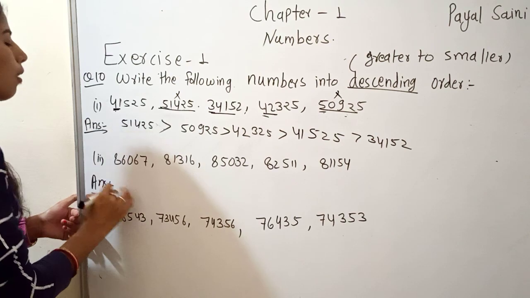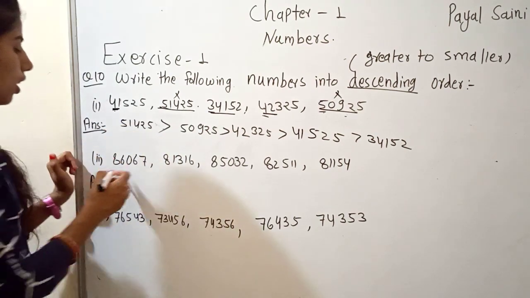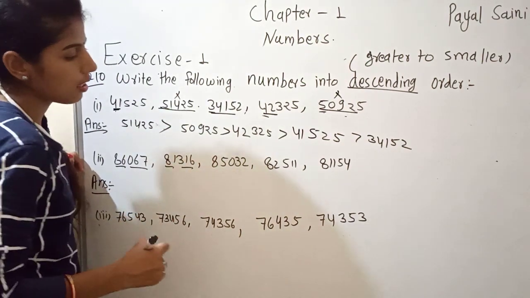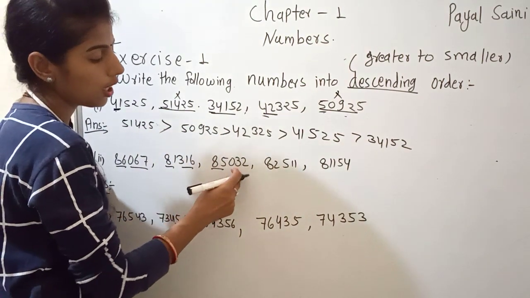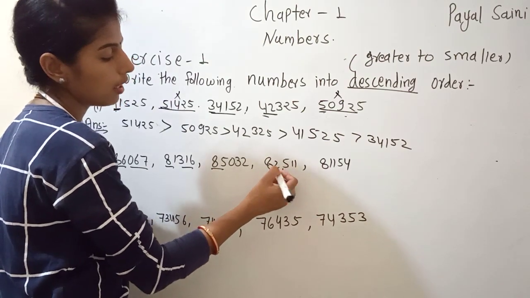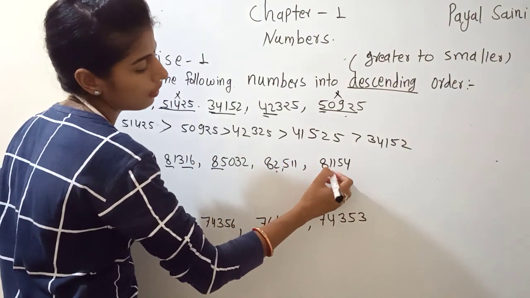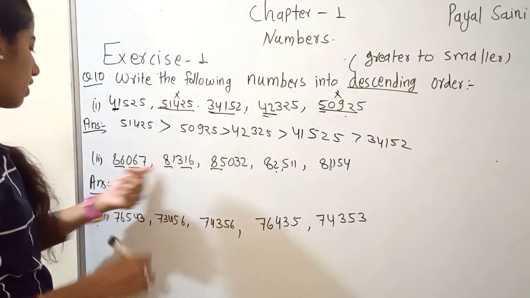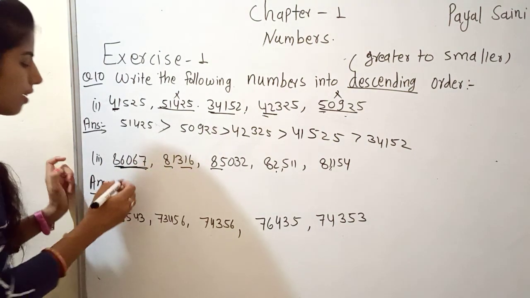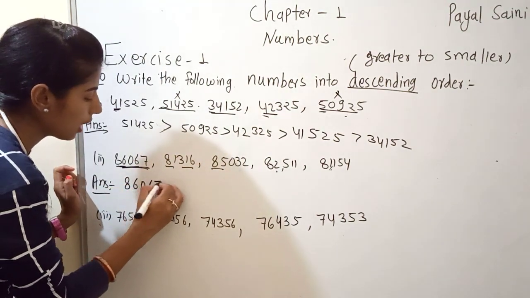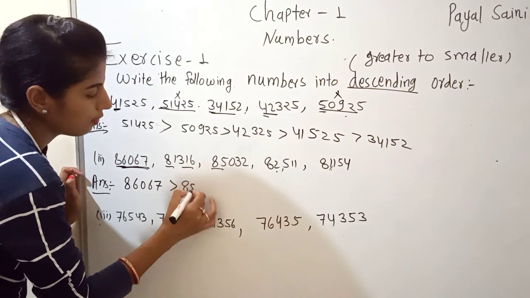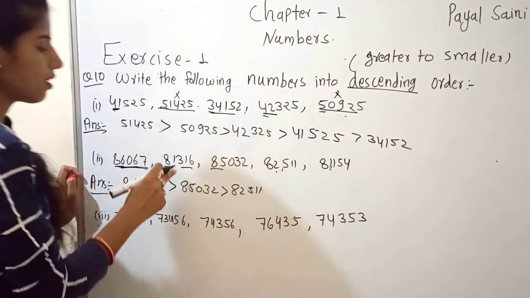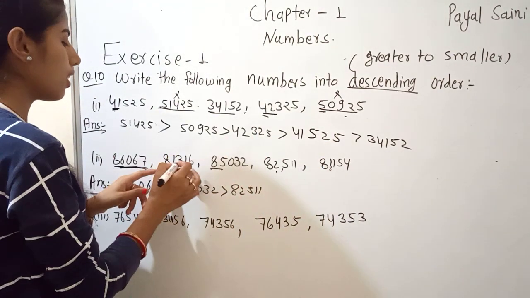Next, second. By this method we can solve here. Here is 86,067. Here is 81,316. Here is 85,032. The next number is 82,511 and here is 81,154. When we see here, 86, the first number, is the greatest number. Then we write it first from the start. After that 85. After that 82. And then next is also 81, 81.